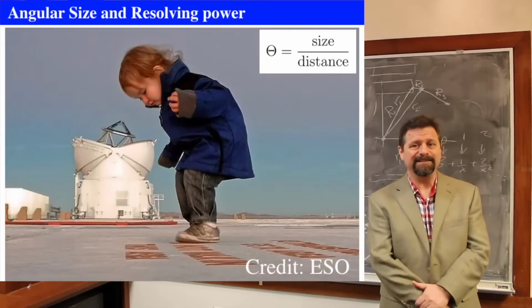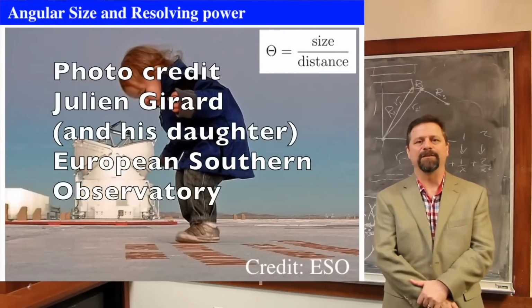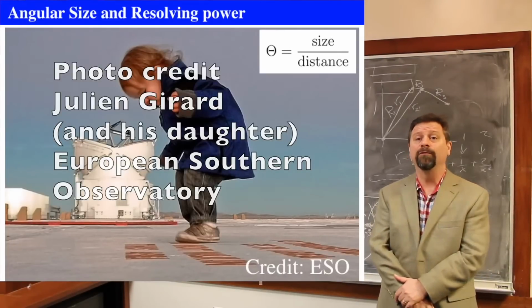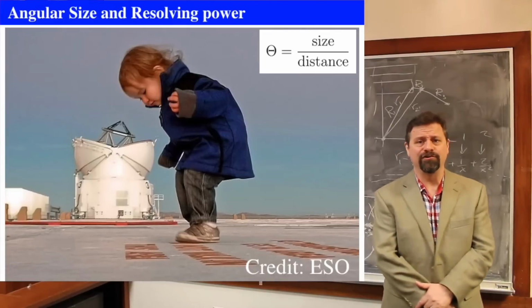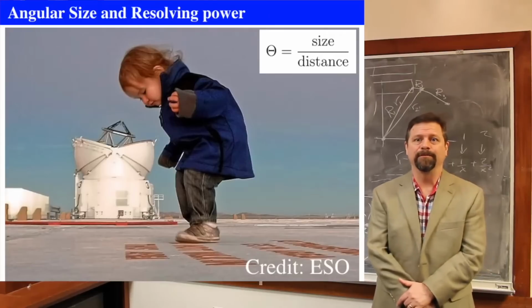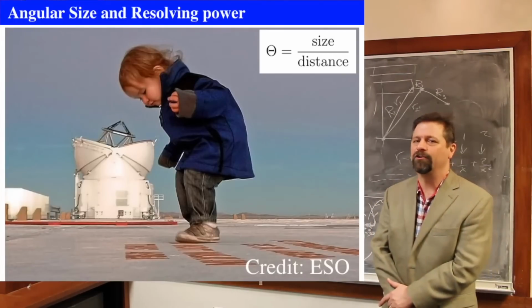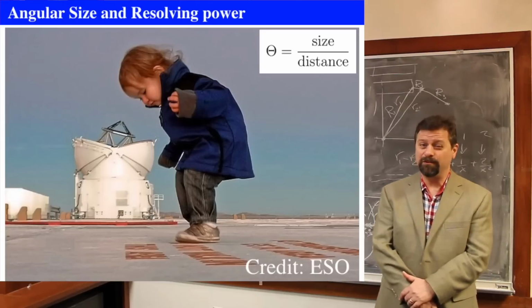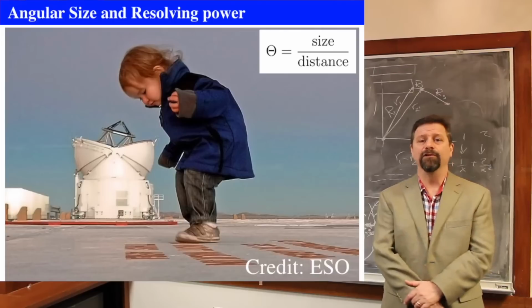So we can see in this very funny little picture taken by someone at the European Southern Observatory that this baby might be much larger than a 5-meter telescope, or a very large telescope at the European Southern Observatory. But we know that babies don't come in the sizes of incredibly large telescopes, so we must be doing something with angular size, and we must be doing something with resolution.